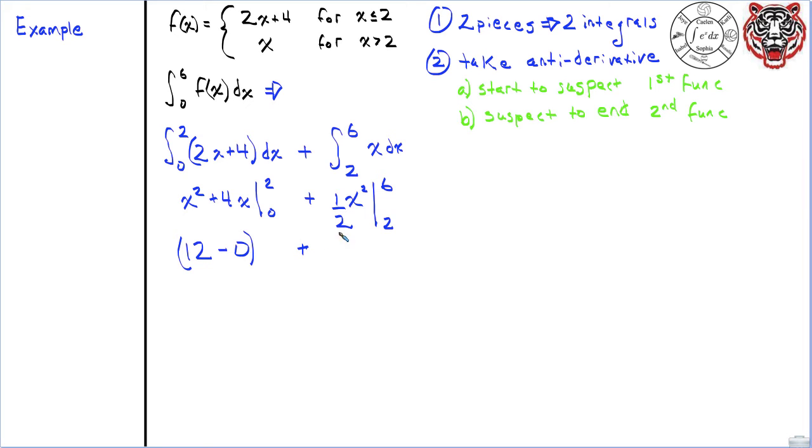And I'm going to add it to this. So let's sub in 6 first. You always start with your endpoint. 6 squared is 36. Half of that is 18. 18 minus, and subbing in 2, 2 squared is 4. Half of that is 2. So I'm really saying 12 plus 16. And that is going to be equal to 28.